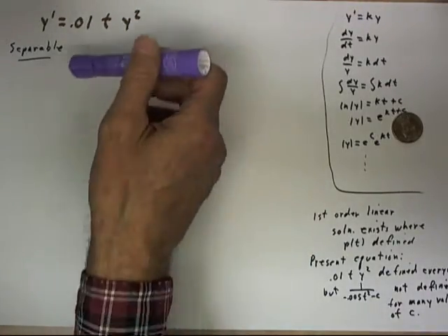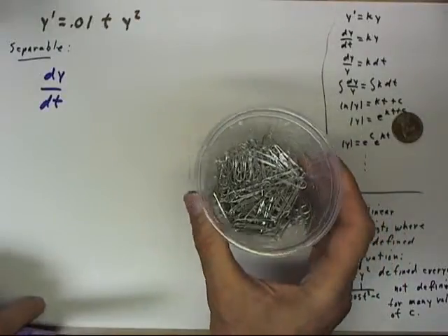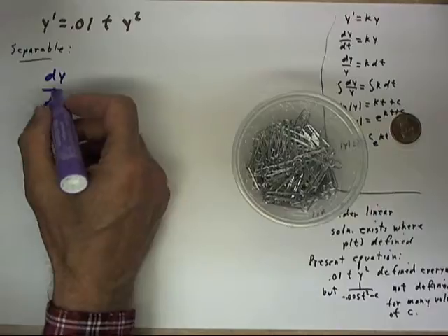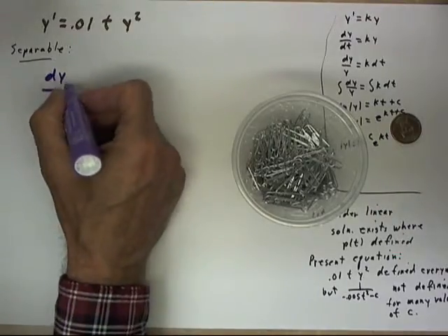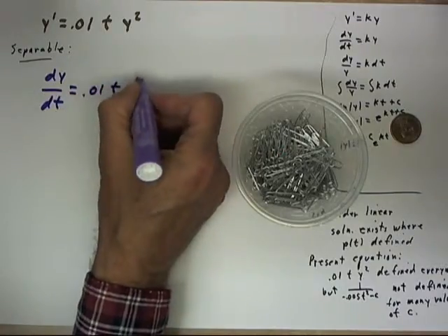Let's consider the equation y prime equals 0.01 t times y squared. Now, this equation is what we call separable, and I'm going to explain what that means. Y prime can be written, of course, dy/dt. Okay, dy/dt then will equal 0.01 t y squared.